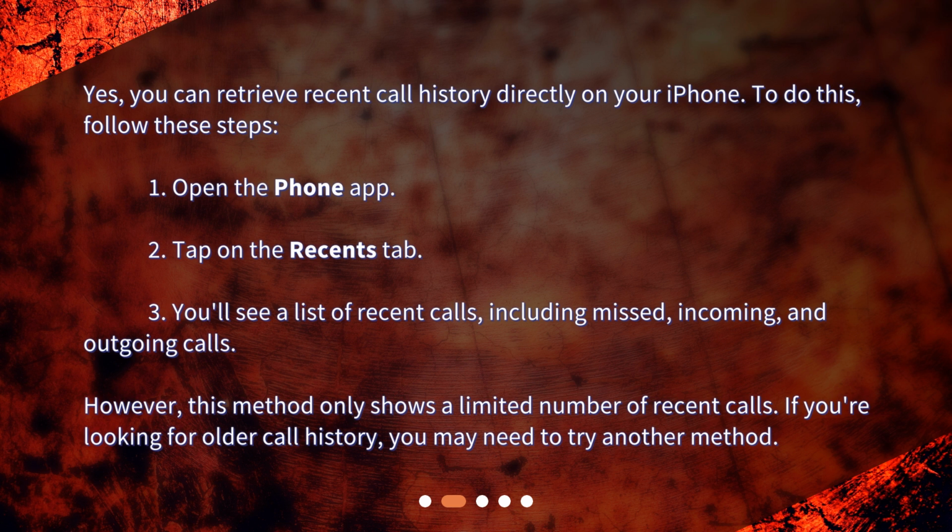1. Open the Phone app. 2. Tap on the Recents tab. 3. You'll see a list of recent calls, including missed, incoming, and outgoing calls. However, this method only shows a limited number of recent calls. If you're looking for older call history, you may need to try another method.